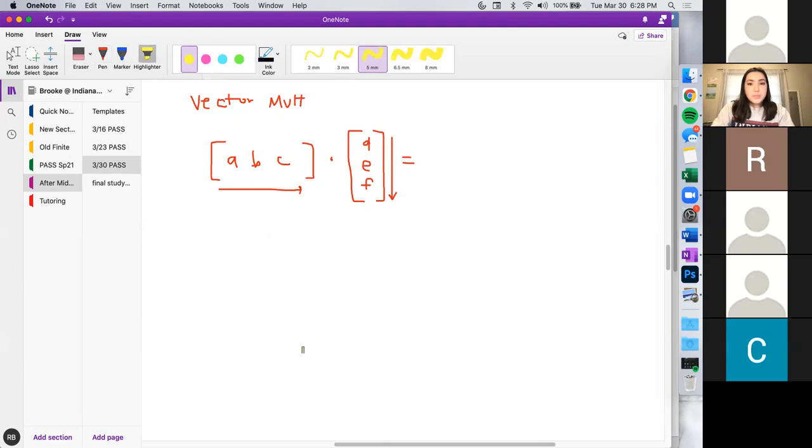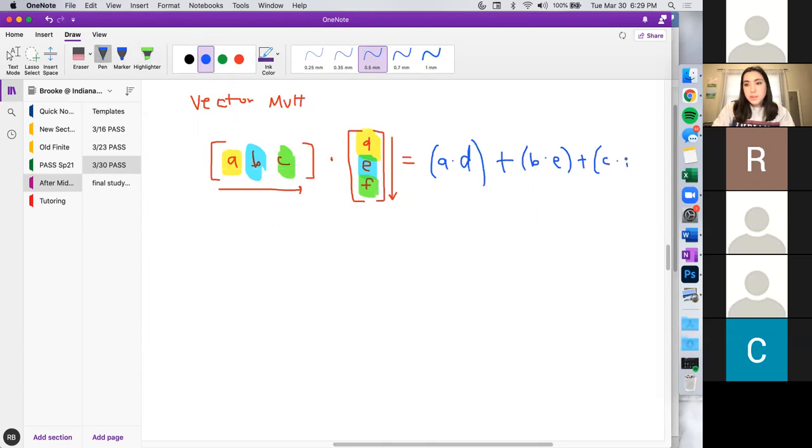So first, you take the first one from the row times the first one from the column. So it'll be A times D. Then you move down. Take the middle ones. So you'd have plus B times E. And then you add the last ones, C times F.